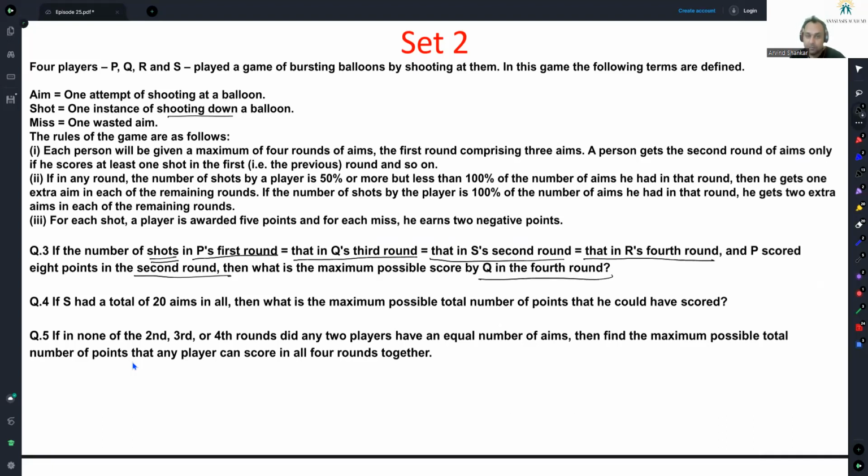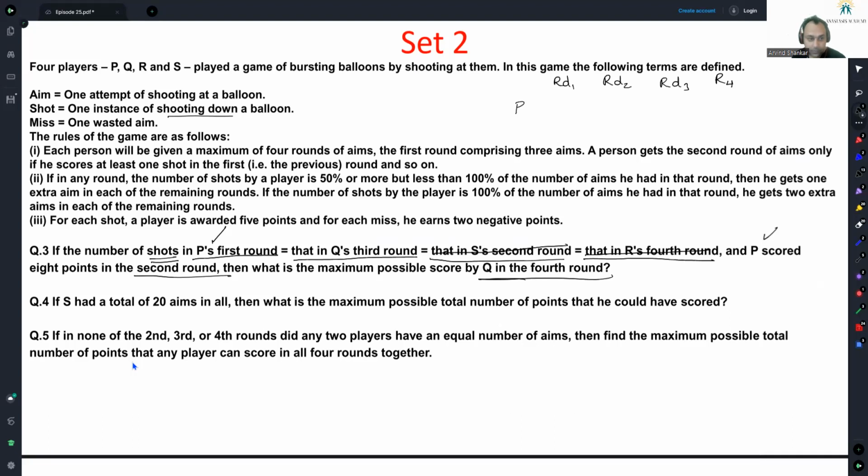After reading this question, one beautiful takeaway that I want you to have is that the information about S's second round and that in R's fourth round is absolutely useless, because we want information on P. P's information is extra given, and finally we need information about Q. So only worry about P and Q, don't worry about anything else. So let me write it down. Round 1, round 2, round 3, and round 4.